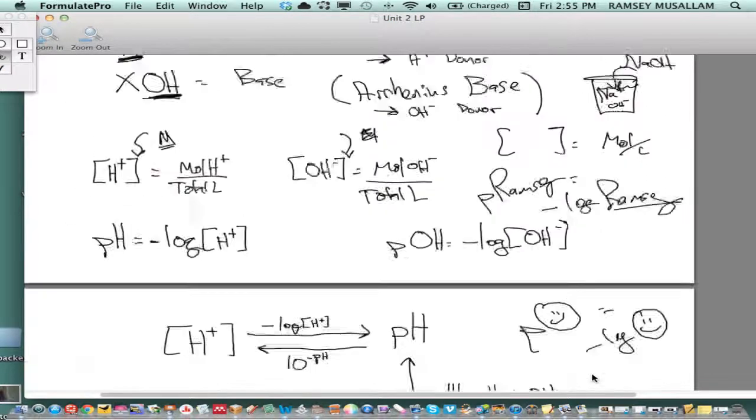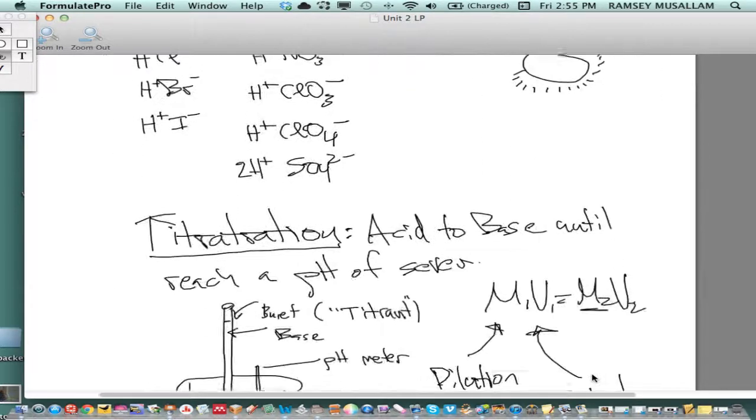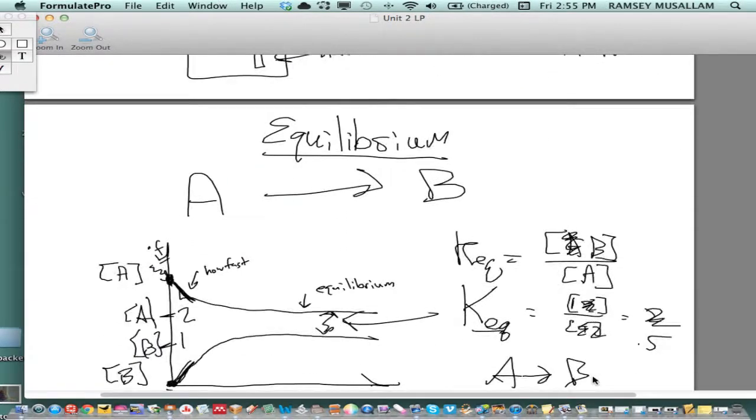All right, we looked at acids and bases, and we said that there's this easy equation to move between pOH and pH when we look at Arrhenius acids and bases, and it was that relationship where pH plus pOH is 14. We said the strong acids can be called electrolytes as well. Titration is used as a neutralization technique.